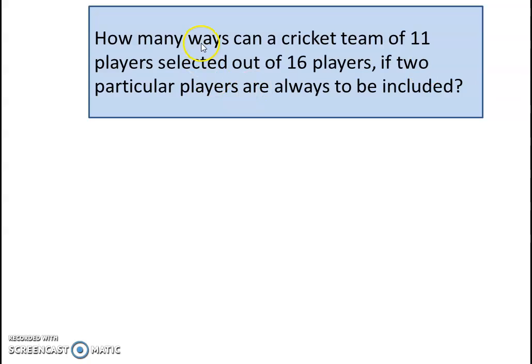Next question is, how many ways can a cricket team of 11 players be selected out of 16 players if 2 particular players are always to be included? So here the condition is 2 players are always to be included. Out of 11, 2 players are included. So only 9 players have to be selected out of 14, because 16 minus 2 is 14. 2 players are already there. So the question is, we need to select 9 players out of 14.